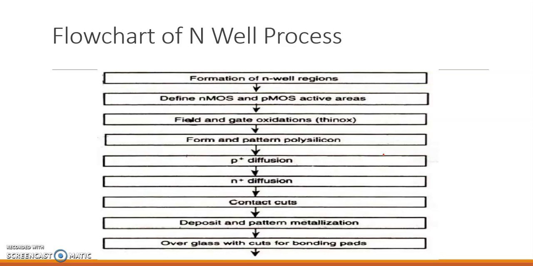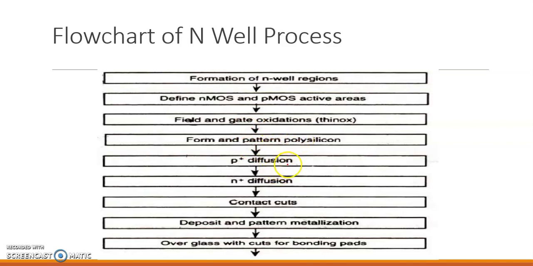So this is a flow chart of what we have seen in the N-well process. First of all, we are going to form a well. After that, we define the NMOS and PMOS active areas. Once the N-well is formed, that will automatically define your PMOS and NMOS area. After that we are going for the field and gate oxidation process. After that we are going to form a polysilicon gate.